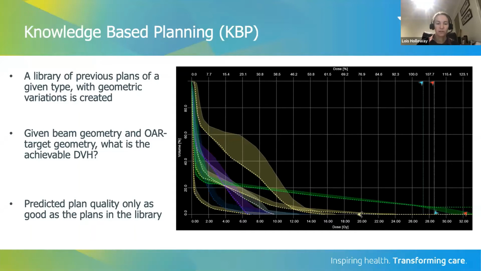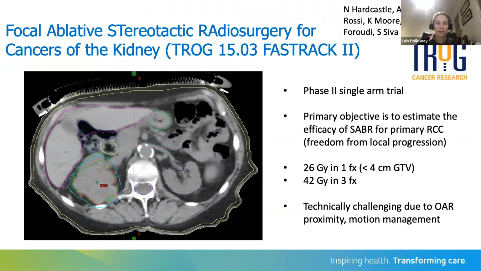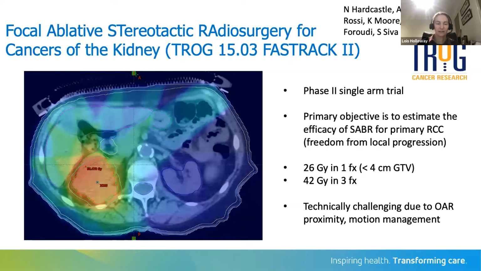So the use of this has been tested out in a study that Nick Hardcastle's leading as part of the TRAC trial, which is a stereotactic trial for cancers of the kidney. I won't go into the details of the trial. For those of you that are keen, you can see them here. But part of the challenge is how we ensure that we have these treatment plans that are deliverable and that we get the most effective treatment plan for the patient in question.